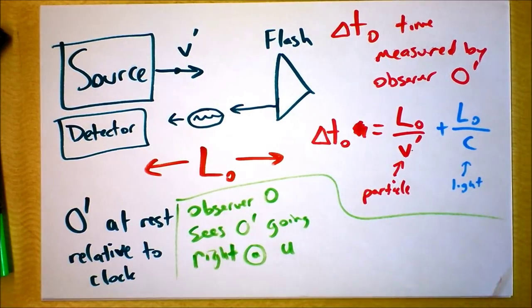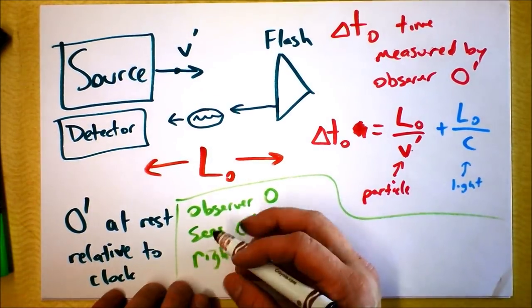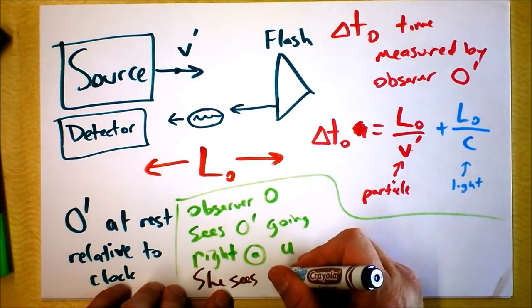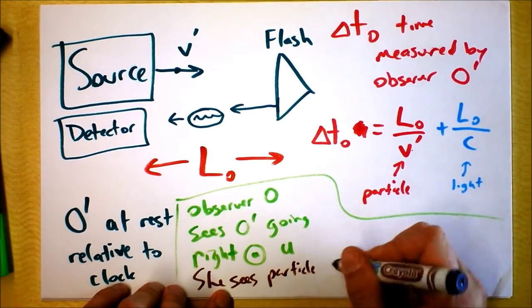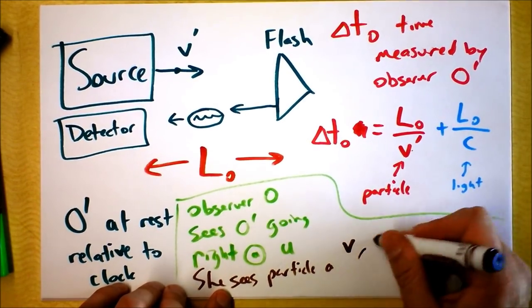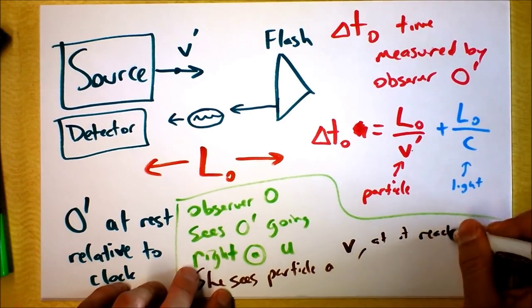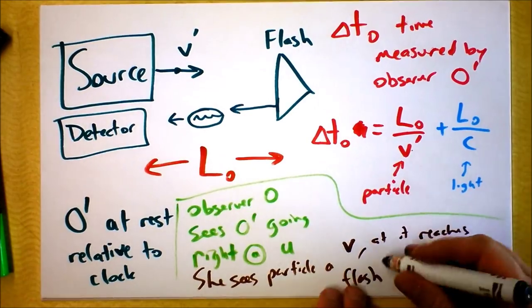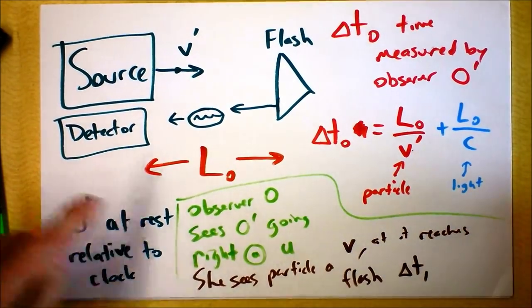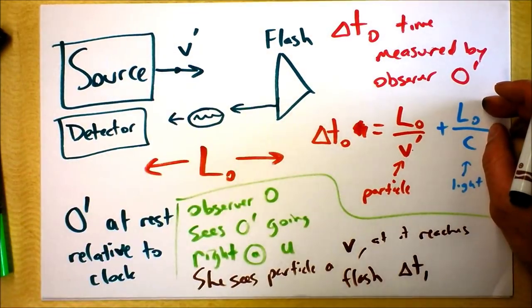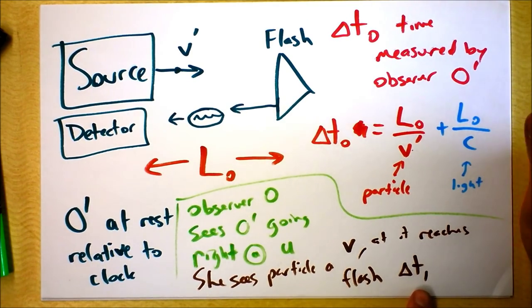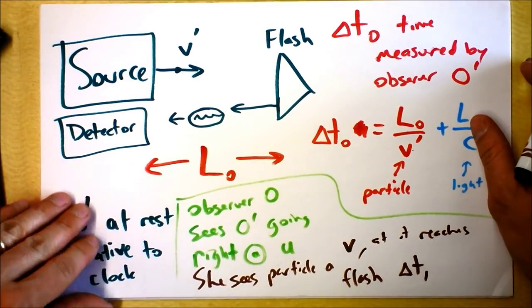Okay, we're not gonna have enough room to do all this right here, but we'll just get started. She sees the particle at V and it reaches the flash. When does it reach the flash? Well, it's going to take a time that she'll call delta T1, and that's the time to reach the flash. But for delta T1, we should figure out how far it's gone. How far did the particle go? Let's try to get organized here on the next page.